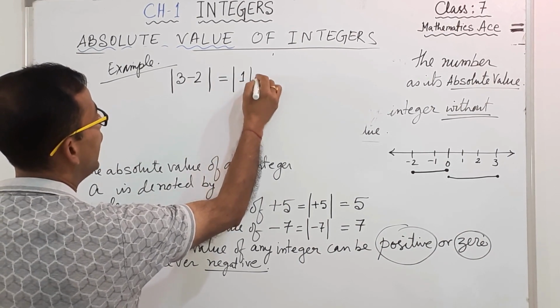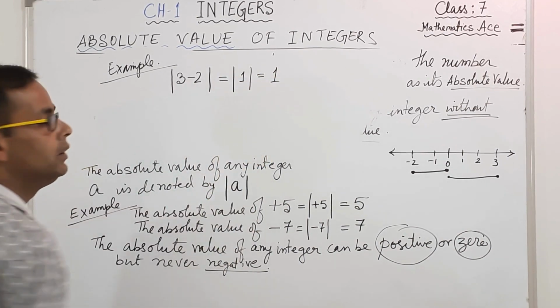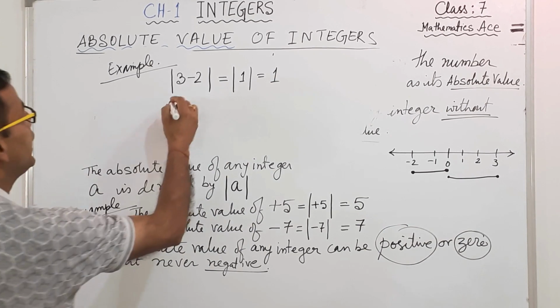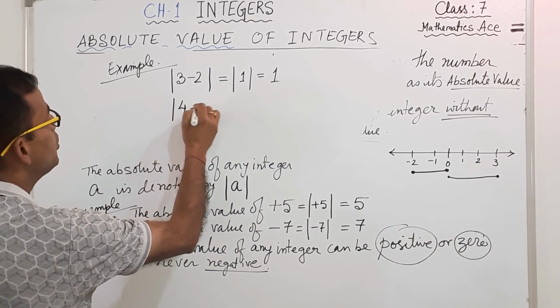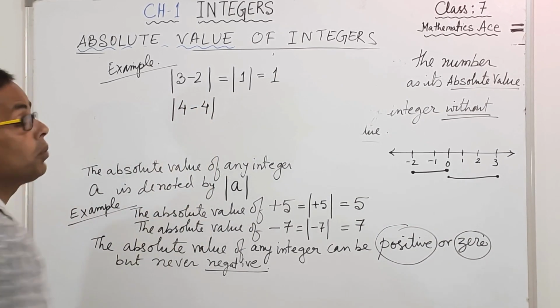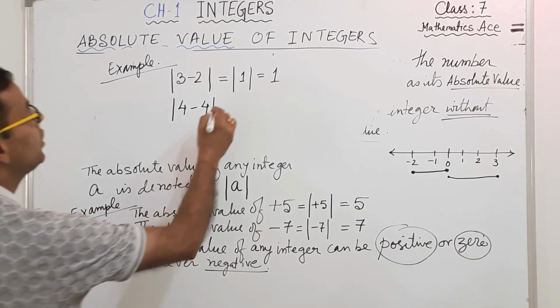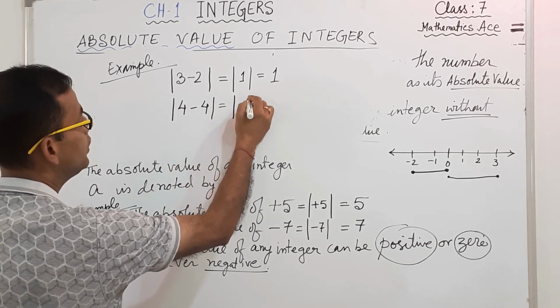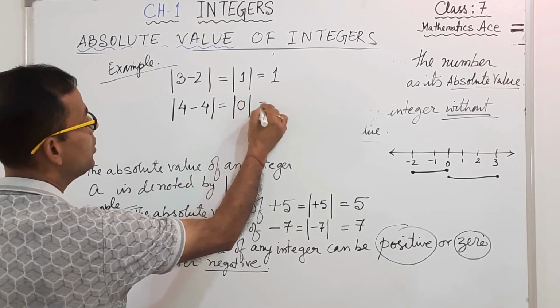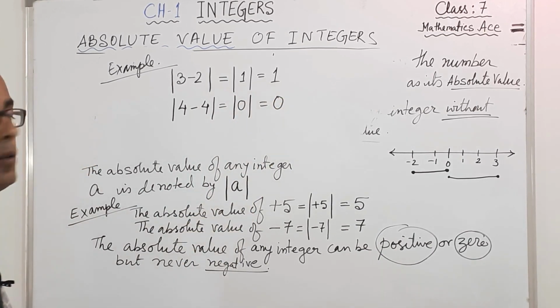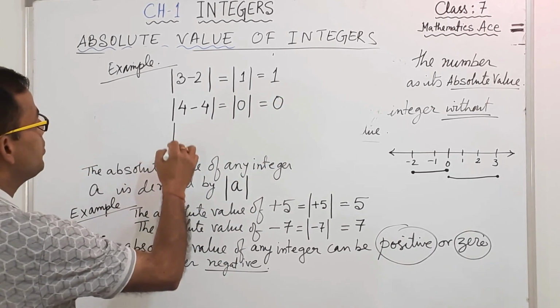1, and the answer will come what? 1 only. Clear? If I take another example, absolute value of 4 minus 4, okay, so it will come what? Absolute 0, that means 0 only. Clear?